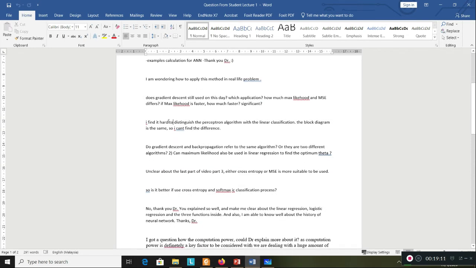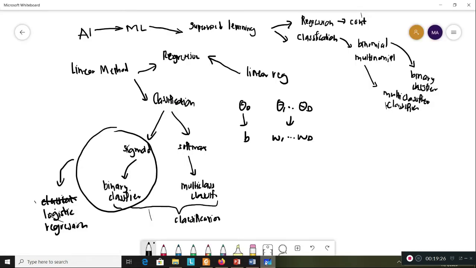Another question: I find it hard to distinguish the perceptron algorithm from linear classification, since the block diagram is the same. Again, I always draw this block. You have X, which is the input; bold X means that it's a vector. And then this is the linear equation or the linear operation.